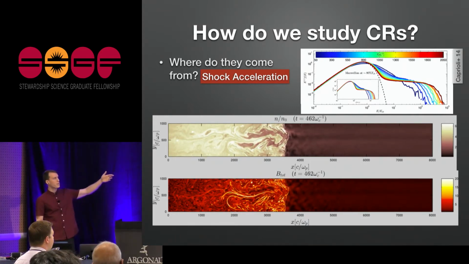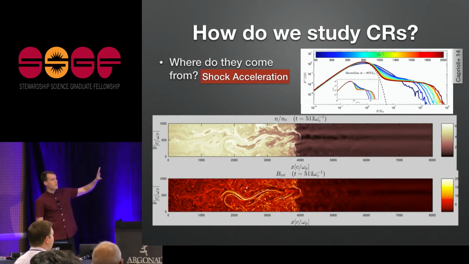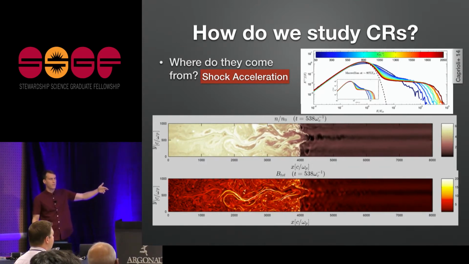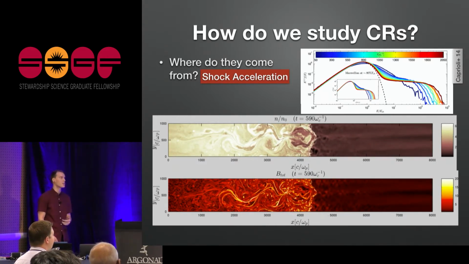On the top panel, we're showing density. You can see that the density is much higher on this left side than on the right. On the bottom, we're showing the magnetic field. So on top of the density increase, there's also some magnetic amplification going on.